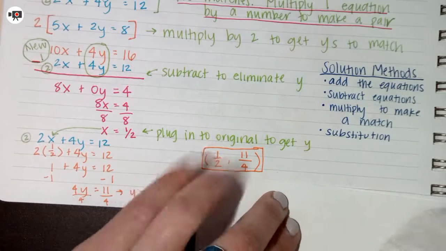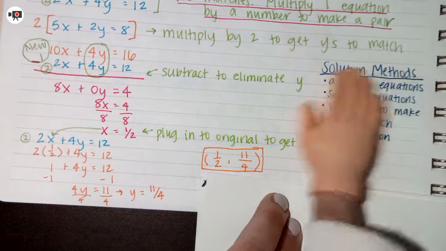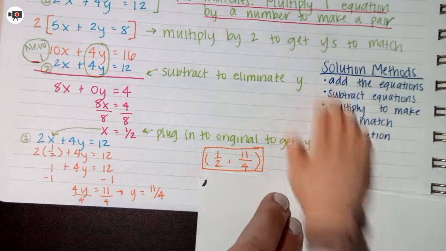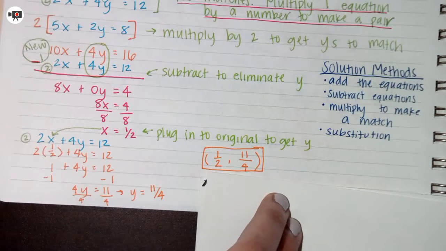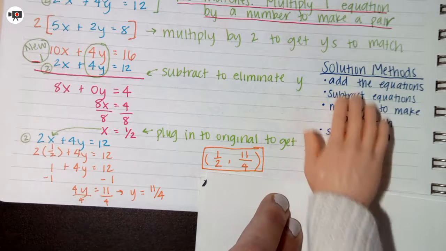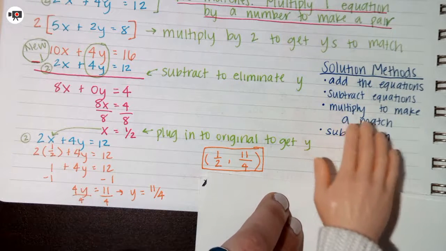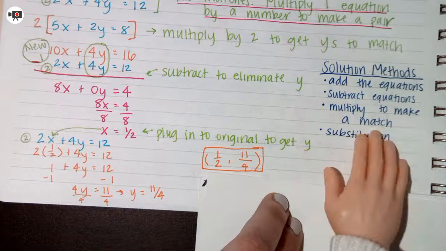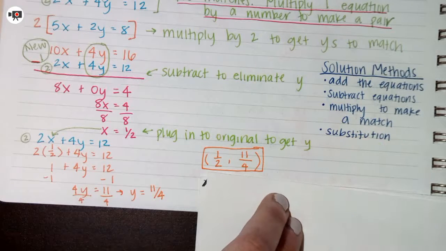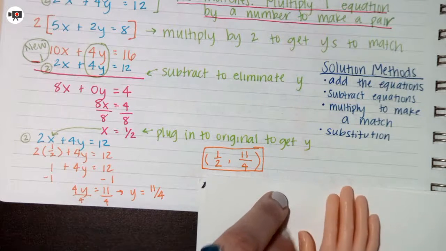So now we know, here's a few ways that we can solve for a solution given a system of linear equations. I can add the equations, I could subtract the equations, I know how to multiply to make a match, or I can substitute. So go through those as you're solving these.